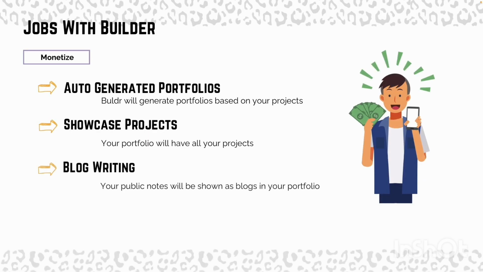The next step is getting jobs. For getting jobs, Builder is going to help you by giving you auto-generated portfolios. Once you update your projects and collect your notes, our Builder API will generate automatic portfolios which will showcase your projects as well as your public notes as blogs so that you can get jobs better.